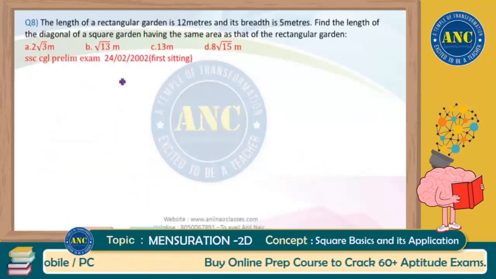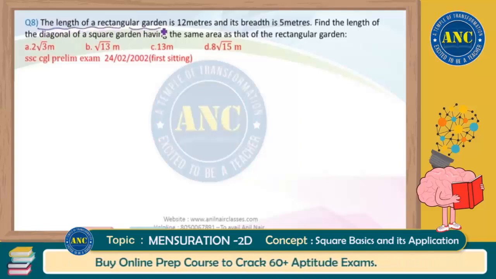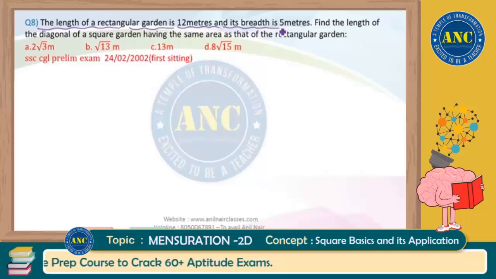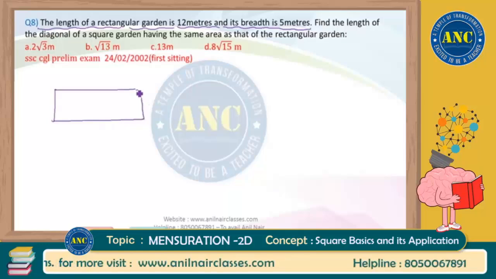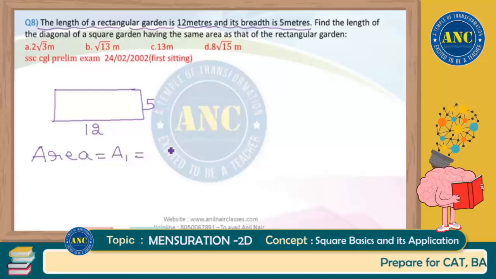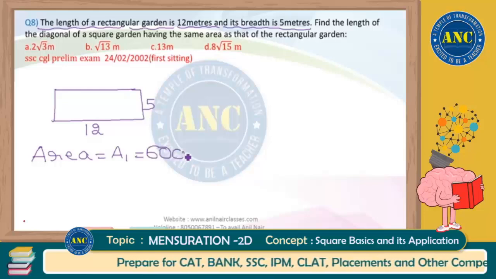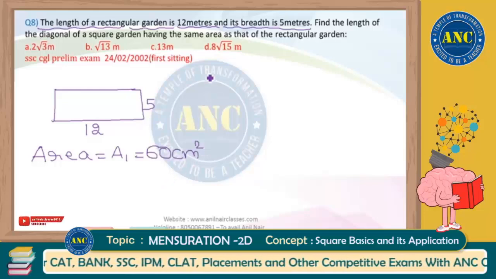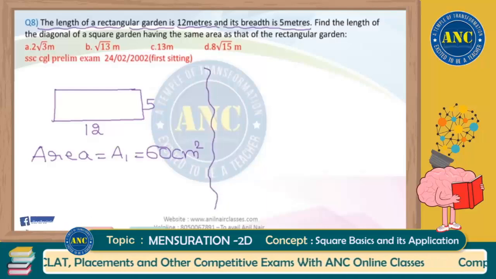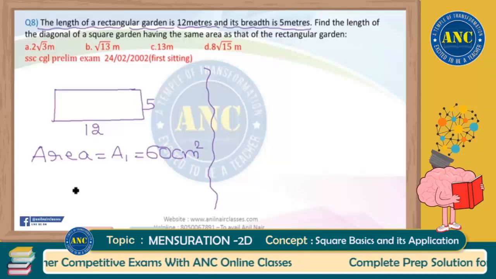Next question. The length of a rectangular garden is 12 meters and its breadth is 5 meters. That means I have a rectangular garden. Although the topic we are discussing is square, the question as of now is given in terms of rectangle. So it is 12 and 5. That means I can say that area of this rectangle, let me call it A1, is length into breadth. It is nothing but 60. If the area of this rectangle is 60 square meters, let us understand what else is our next statement and then try to map it and solve this question in the easiest way possible.